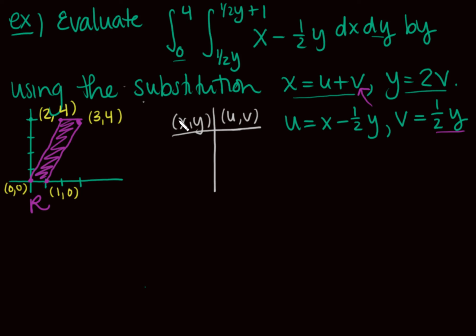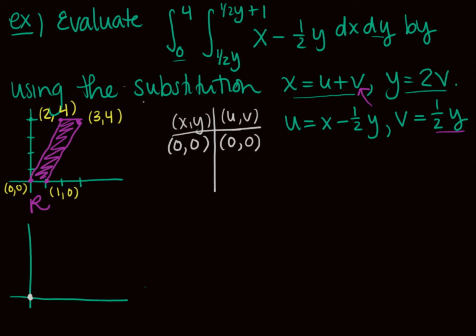Okay, so if I plug in 0, 0, what would u be when x and y are 0, 0? Well, obviously that's going to be 0. What is v going to be? That's going to be 0. So I know that the point 0, 0 in my S plane right here is just going to go to 0, 0 here.